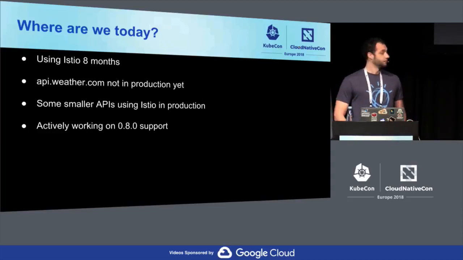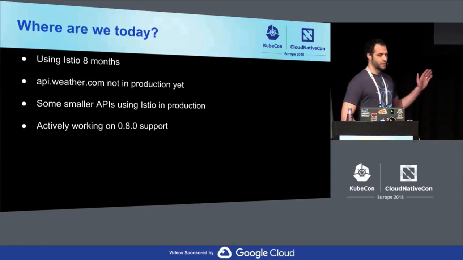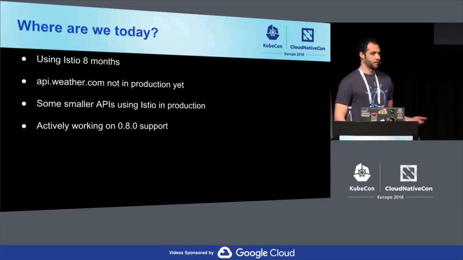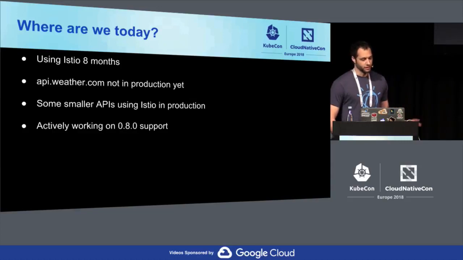So where are we today? We've been using Istio for about 8 months. API.weather.com and our large load is currently not yet in production. And the reason for that is the 0.8 release that is being actively worked on. It has a lot of the features that we need to be in production.